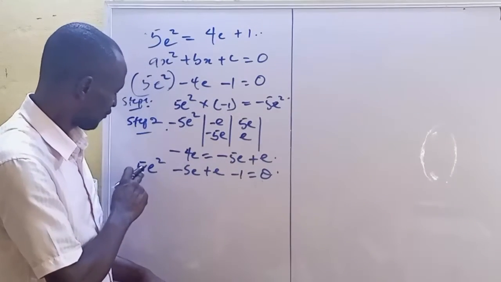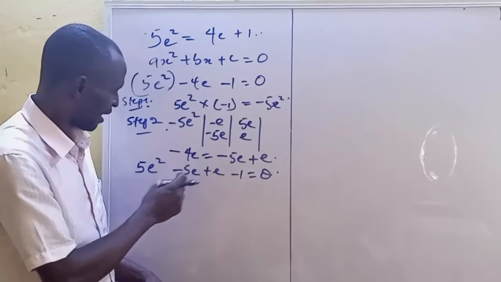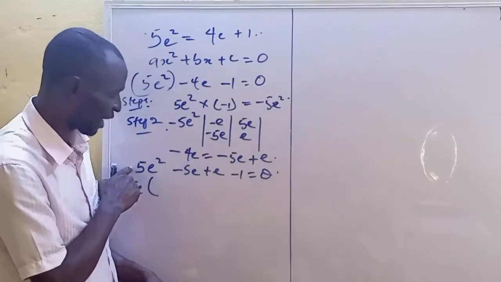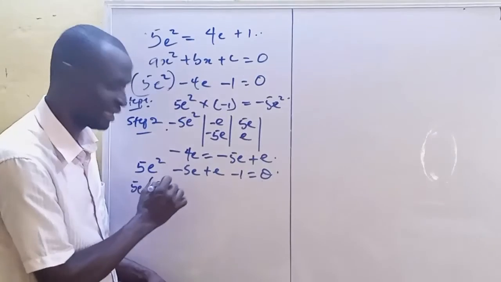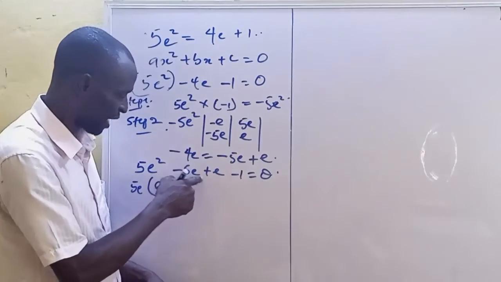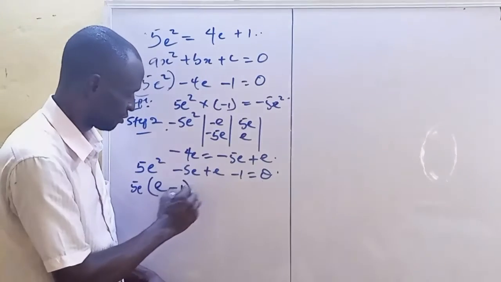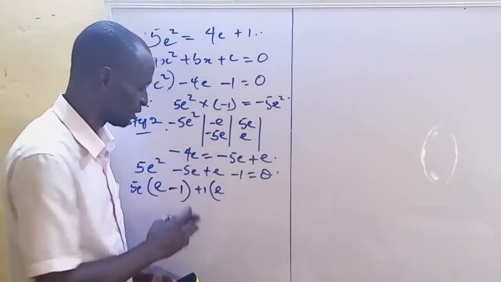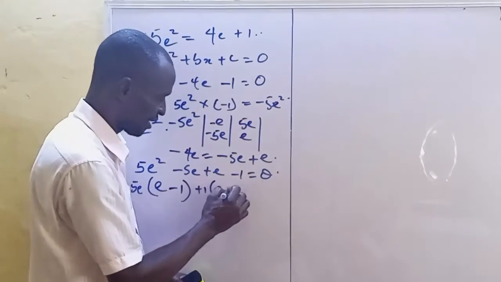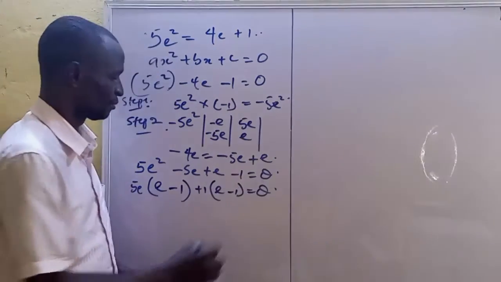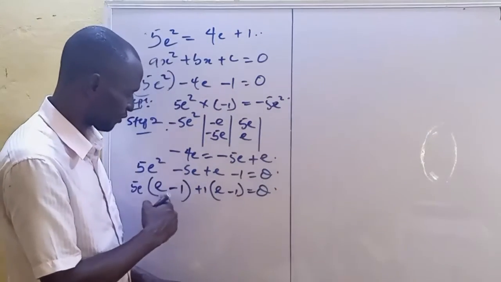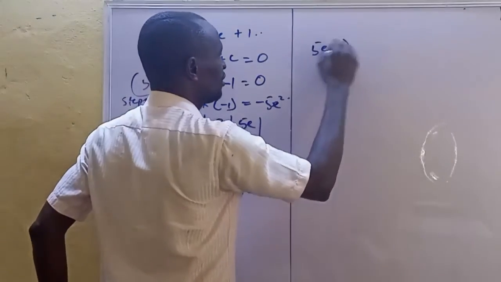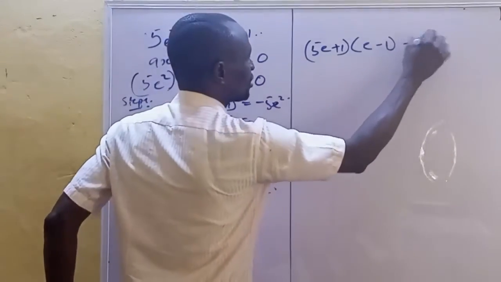So that I have 5e squared minus 5e. A common factor between these two is 5e. Bring 5e out. If I take 5e out of 5e squared, I'll be left with e here, minus 1. Because 5e is out, I'll be left with minus 1. Plus 1 into e minus 1, because what is common between them is plus 1. Bring 1 out, I'll have e minus 1 equals 0. So that I have a common factor of e minus 1, and I have 5e plus 1. My 5e plus 1 into e minus 1 equals 0.